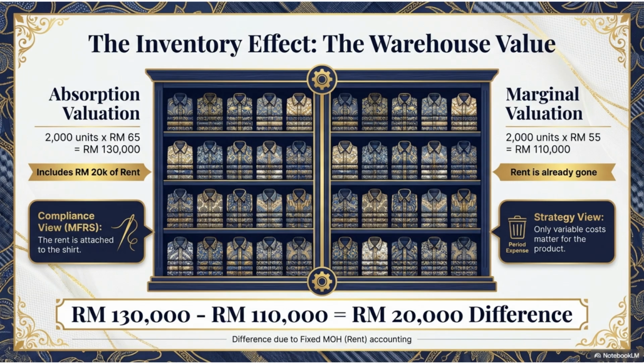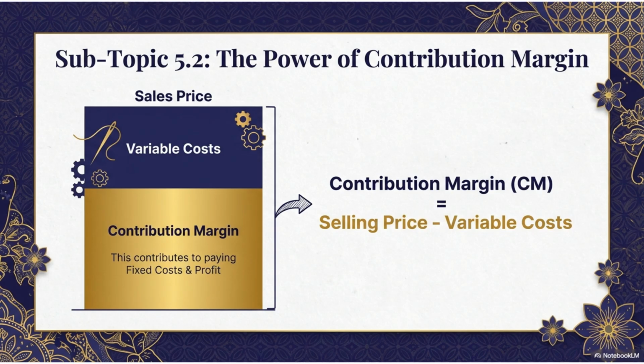This difference in product cost affects the inventory value. With 2,000 unsold units, absorption valuation is RM 130,000. Marginal valuation is RM 110,000. This RM 20,000 difference is due to the fixed overhead or rent stuck in inventory under absorption costing.